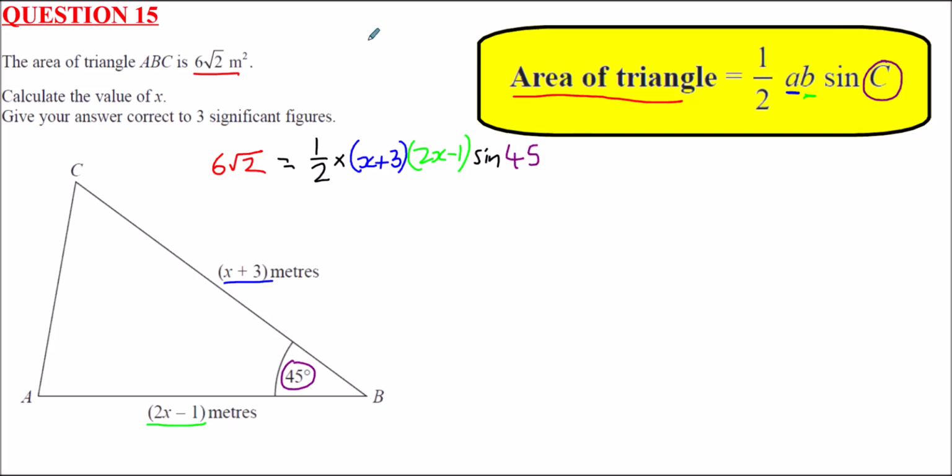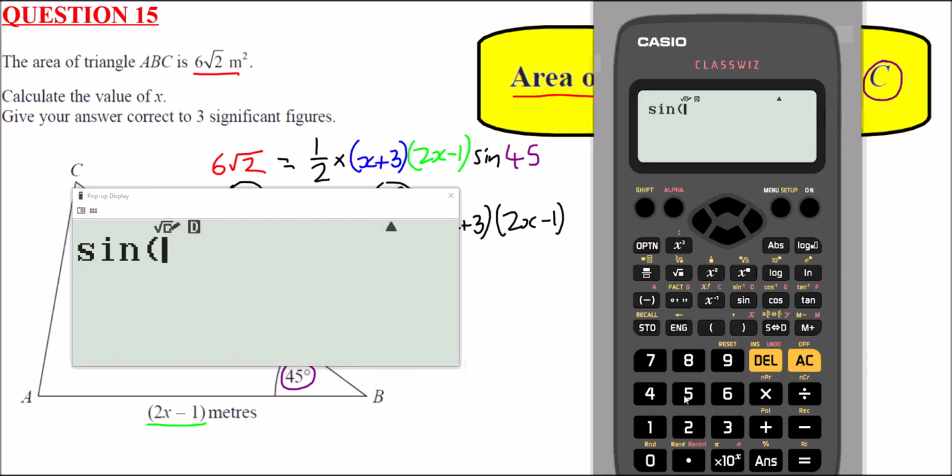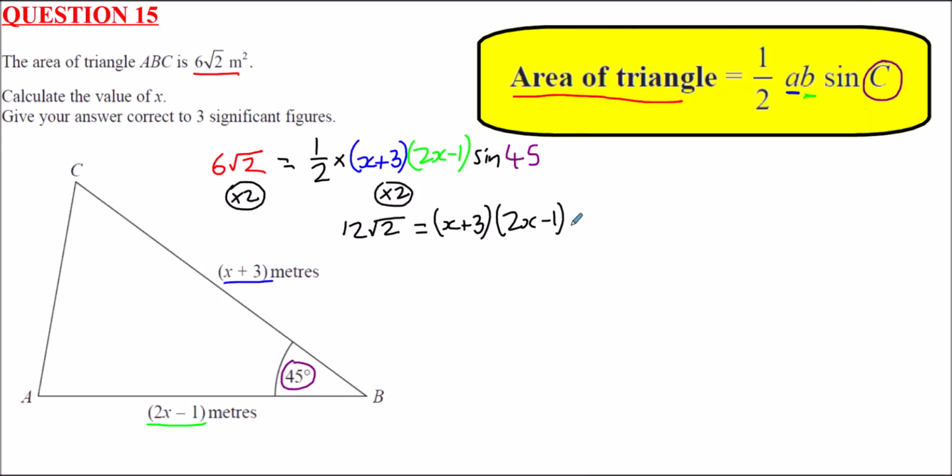One thing I'd suggest we do now would be to just multiply through by 2 to get rid of this half. So if I times everything by 2, just to get rid of this half bit, what we're going to get now is that 12 lots of root 2 equals x plus 3 brackets 2x minus 1. And then sine 45, well, if you know your exact values, you know what this is, or you can just use a calculator now to work out what sine 45 is exact value. Sine 45 is root 2 over 2. I can times that by root 2 over 2.